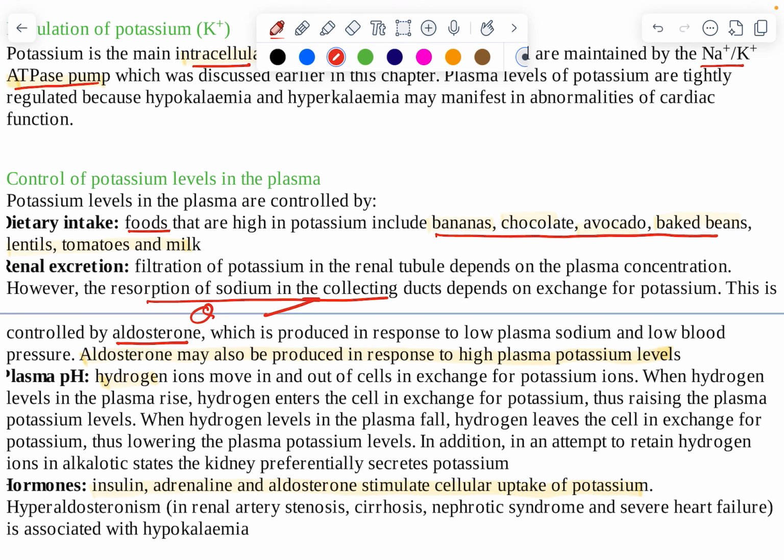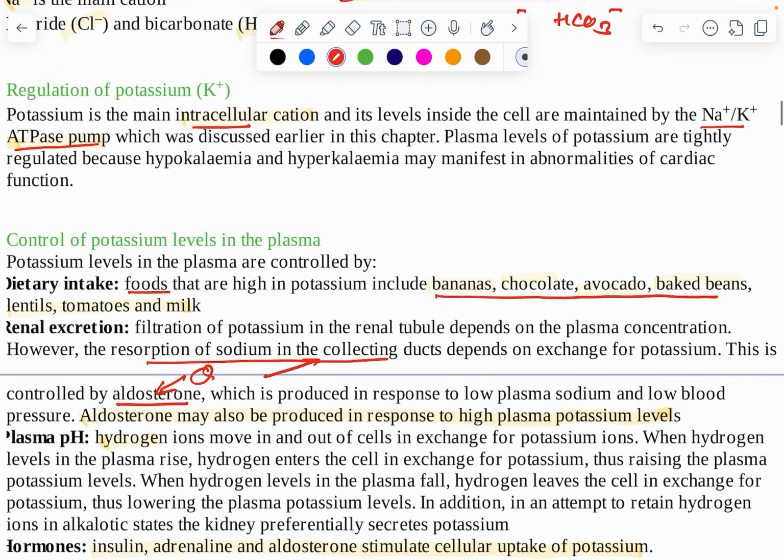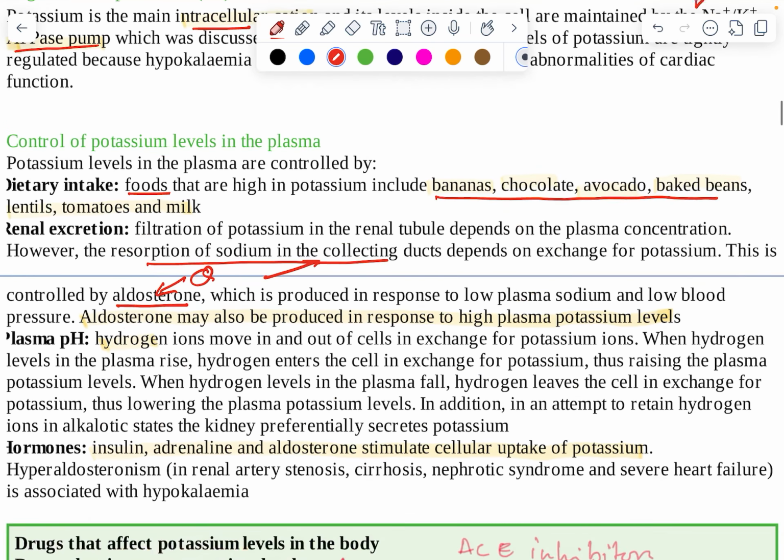So the collecting duct, this is the question, active transport. Aldosterone is also produced in response to high potassium levels, so it helps excretion. Plasma pH: hydrogen ions move in and out of the cells in exchange for potassium ions. When hydrogen levels in the plasma rise, hydrogen enters the cells in exchange for potassium, thus raising plasma potassium levels. So in acidosis, potassium rises. When hydrogen levels in the plasma fall, hydrogen ions leave the cell in exchange for potassium, lowering plasma levels.